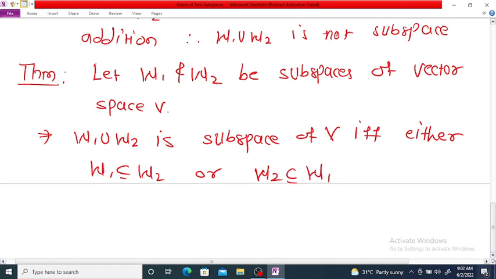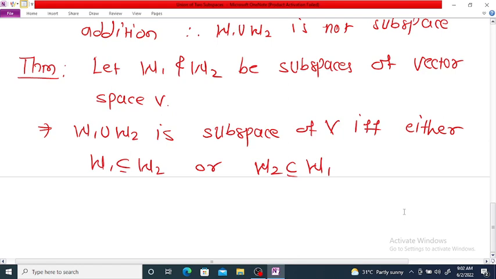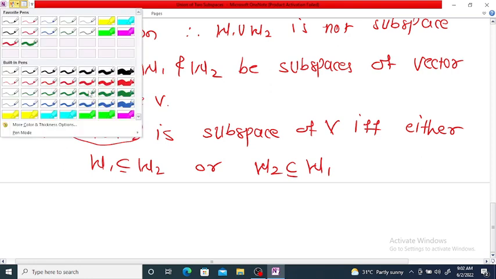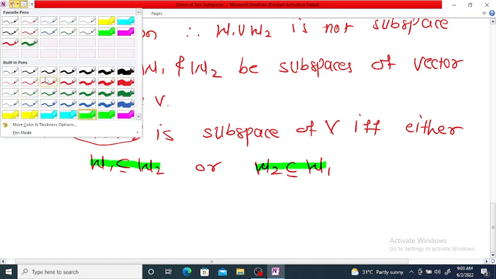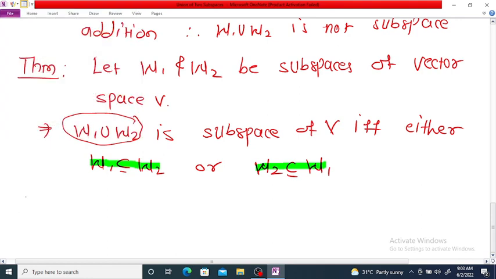Now we want to prove this. That is, what is the condition so that W1 union W2 is a subspace? Either W1 is a subset of W2 or W2 is a subset of W1. So we are going to prove this. First we are going to prove the "then" part.